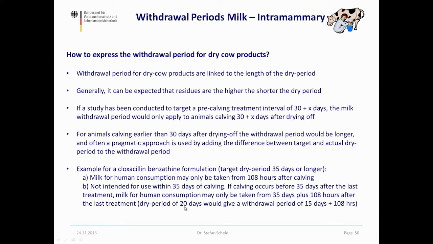So in a case of a dry period of 20 days, that would give a withdrawal time of 15 days plus 108 hours. So the 20 days plus the 35 days would have a total withdrawal time of 35 days, 15 days after calving, plus the milk withdrawal time. So that's what we're usually doing. And Miguel will present this afternoon probably a more elegant approach to this.